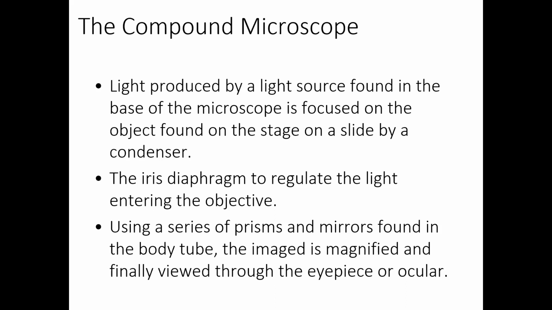So we have a built-in light source. We have a structure that is an iris diaphragm in front of the light source. It works like the pupil of our eye does. It regulates the amount of light coming in. A lot of times, we don't need to have a bright light at full intensity shining on the object we're looking at. Sometimes we want to dim it down, and the iris diaphragm can do that.